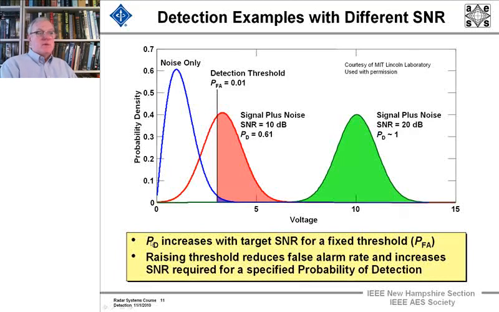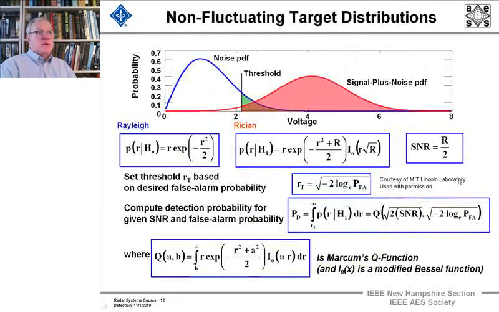So PD, the probability of detection, increases with target signal-to-noise ratio for a fixed threshold. Notice this threshold has been fixed. And raising the threshold reduces the false alarm probability, the false alarm rate, and it increases the signal-to-noise required for a specific probability of detection. So if we raise this up, it increases the signal-to-noise ratio required for a really solid probability of detection.